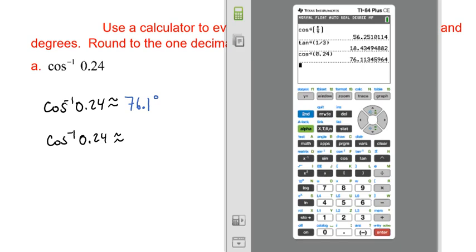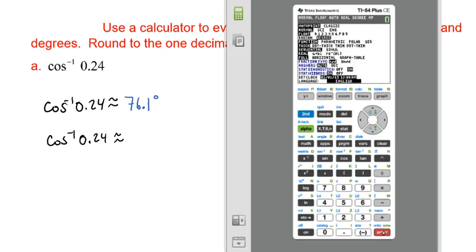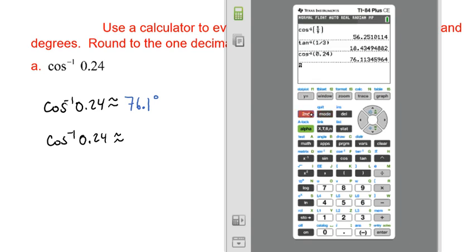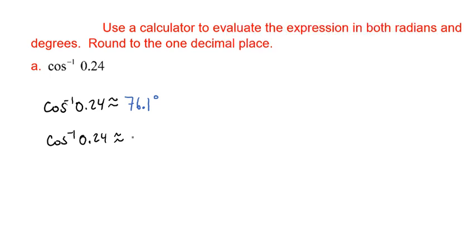So what we'll need to do is change our mode to radians. Then we can do the same steps. So inverse cosine, so second cosine, and 0.24. I'm going to go ahead and hit enter. And we're going to get 1.32, and that's going to round to 1.3. So here we're going to have 1.3 radians. And we need to make sure that we put rad there so that we know that we're talking about radians and not degrees.